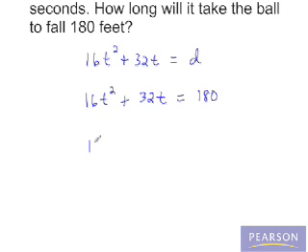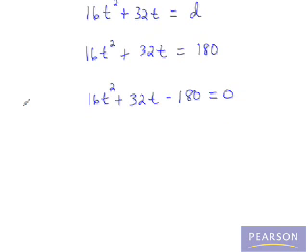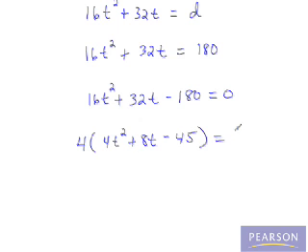So we'll try the factoring method first, which means we have to bring the 180 over to the left side of the equation, making it 16t squared plus 32t minus 180 equals 0. And we can factor a 4 out of all three terms. So factoring out 4, we're left with 4 times 4t squared plus 8t minus 45, and that equals 0. And this quadratic factor can be factored further.